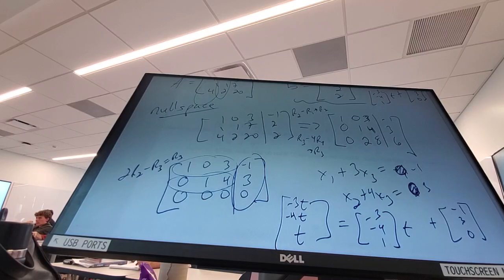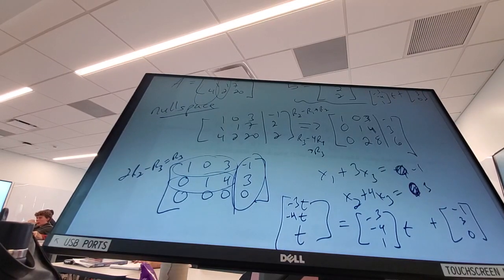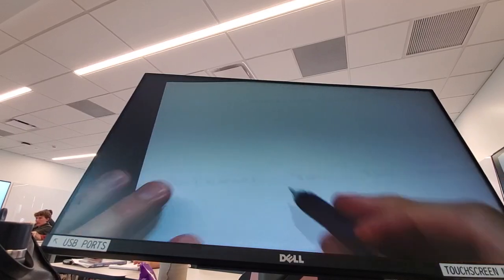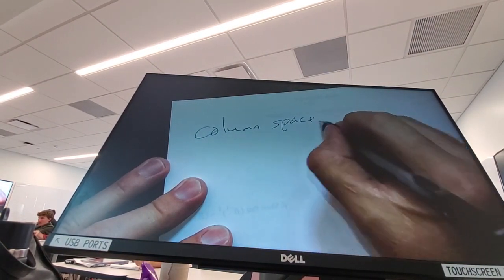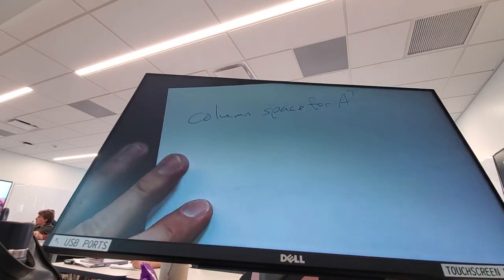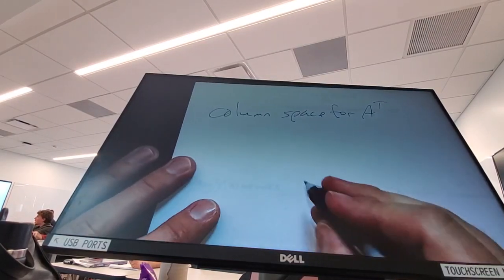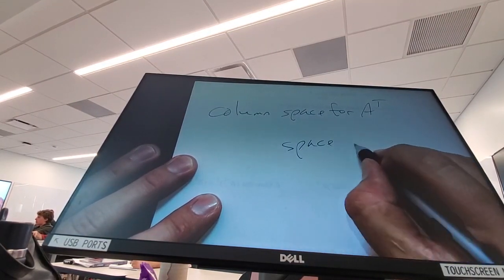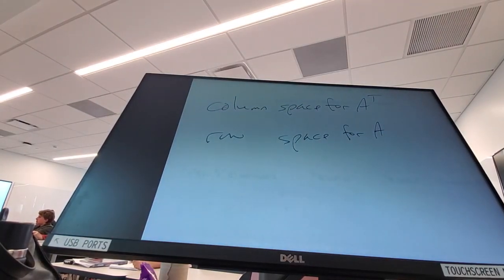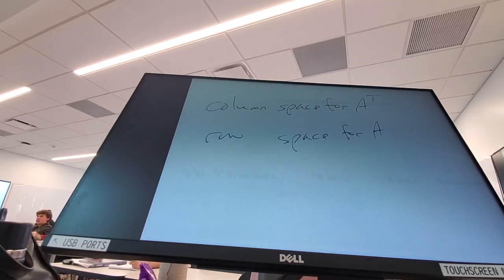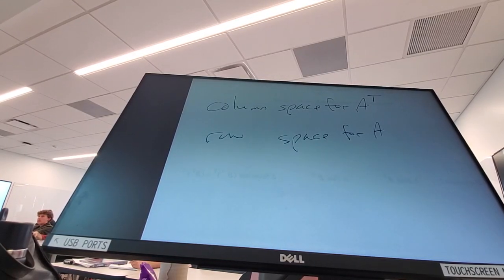Because if I transpose A and I find the column space for A transpose, yes? The column space for A transpose is what space for A? The row space. Now, real quick, it seems silly right now, but to make a complete picture, I want to be able to talk about all the possible subspaces that I can see from this matrix.